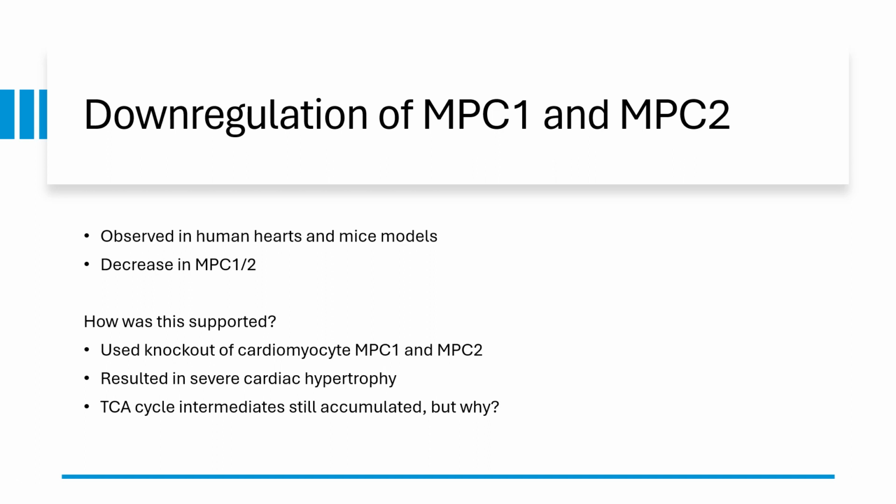Also, TCA cycle intermediates still accumulated. But why? Well, it may be due to the mice developing adaptive routes that supply carbon to the TCA cycle to maintain energy supply to the heart. This can be mediated by ketone bodies and beta oxidation, which replenish acetyl-CoA to provide energy.